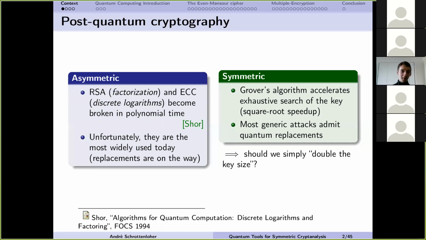We know of a few algorithms that are applicable. We know that quantum search, that is Grover's algorithm, can help us accelerate exhaustive search of the key. And we know of a few generic attacks that have quantum replacements. But this has led to the common saying that we maybe just need to tweak some parameters in order to protect all of symmetric crypto.